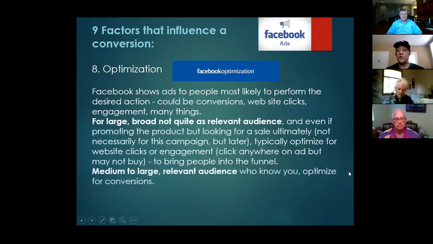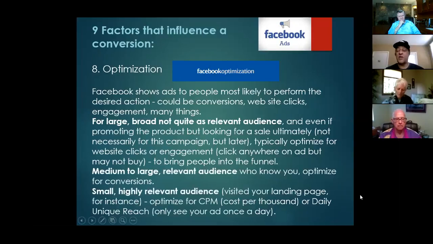When you start to narrow down and you've got people signed up and you're starting to send them information, so you now have a medium to large relevant audience who know you, then you optimize for conversions. Now, when you have a really tight audience of people who have visited your landing page and look really close to buying, then you change the optimization to CPM, which is cost per thousand.